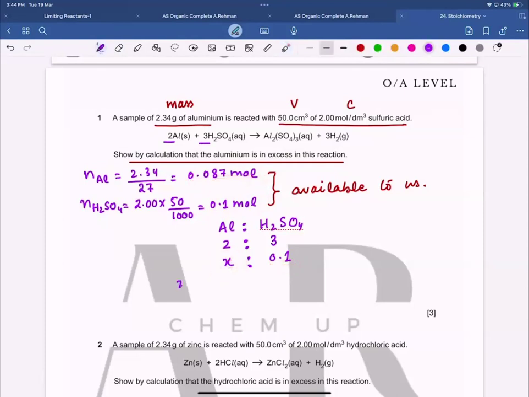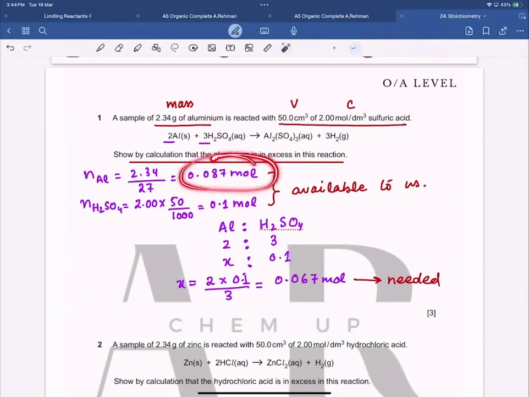So if you calculate the value of X, it will be 2 times 0.1 divided by 3. So what is the answer? 0.067. So these are the moles of aluminium which are actually needed to react, right? And in actual we have 0.087 moles. So we have a greater amount of aluminium than the amount which we need. So it clearly indicates that it is in excess.